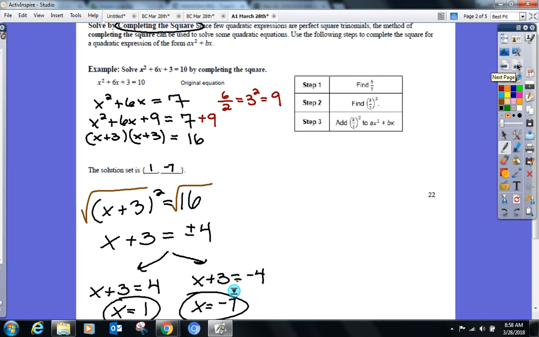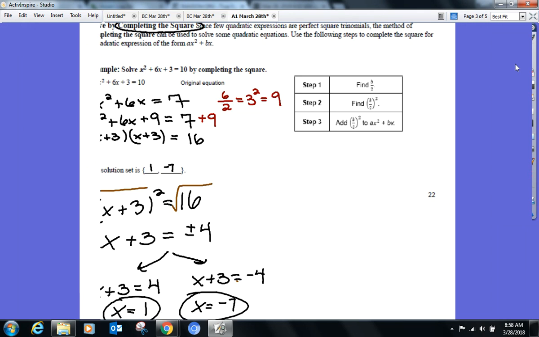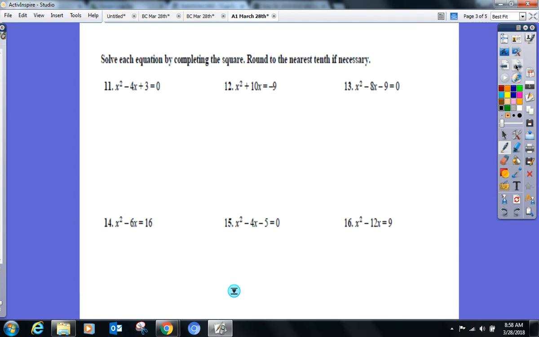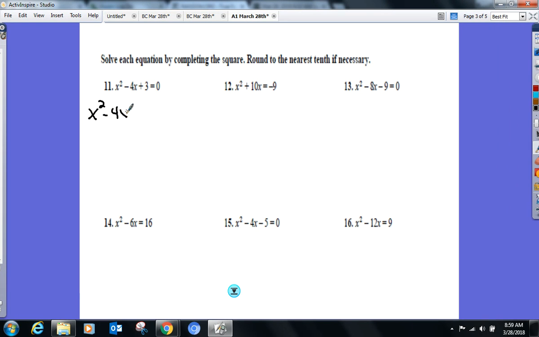Let's roll. Let's get into the homework. All right, here we go. Let's complete the square. First step, make sure what's on the other side? C value. So what am I moving over? 3. Move over the 3 first. C value has to be on the other side. X squared minus 4x equals negative 3.